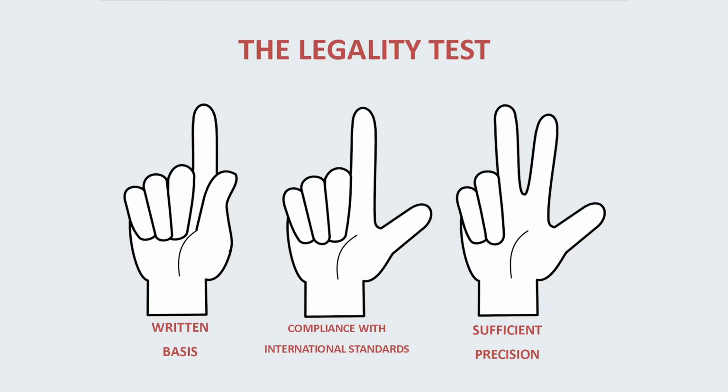So in conclusion, this segment has highlighted the meaning of the legality test. We've shown that the legality test requires us to consider, 1, whether the law has a written basis, 2, whether it complies with international standards, and 3, whether it is sufficiently precise to allow people to adapt their behaviors to the law. We shall turn our attention in the next segment to the second part of the test, the valid ground test.